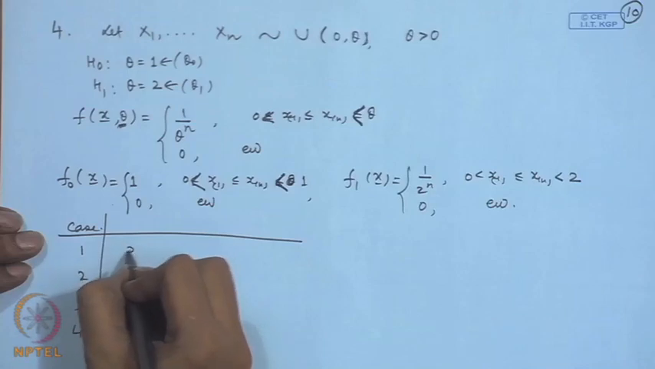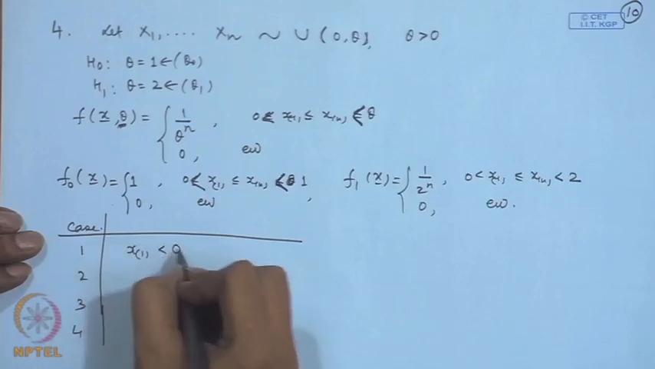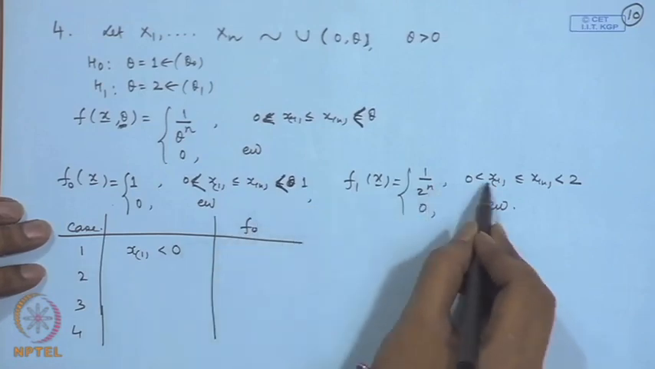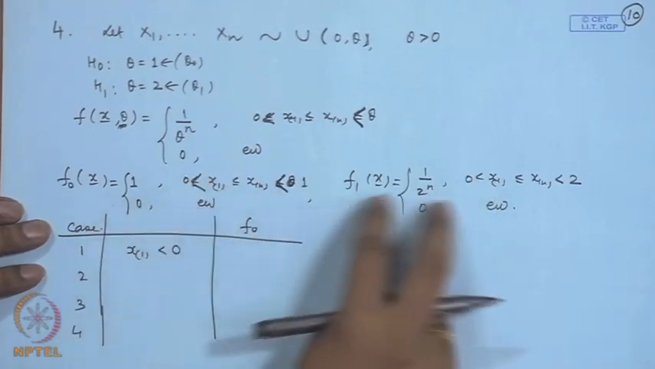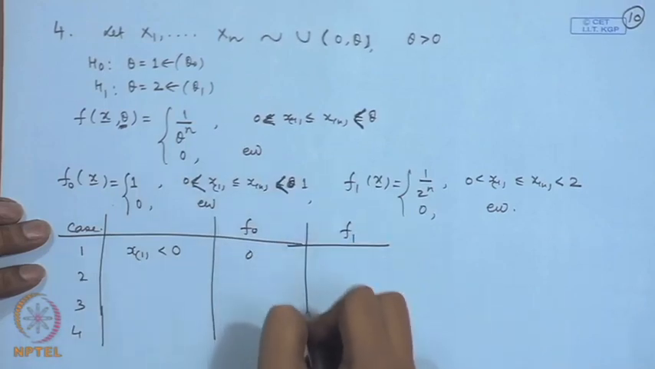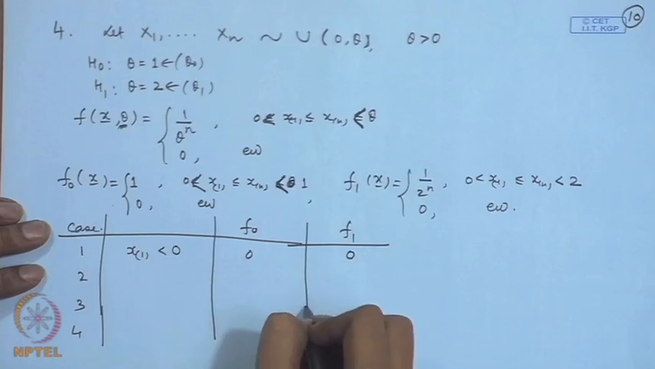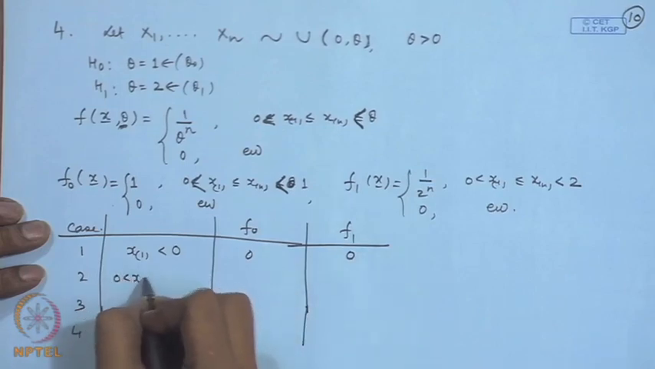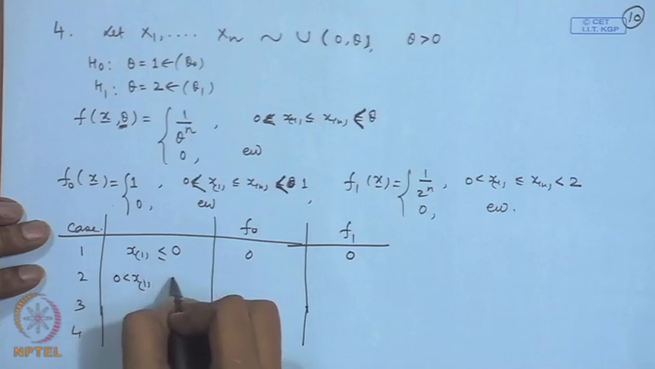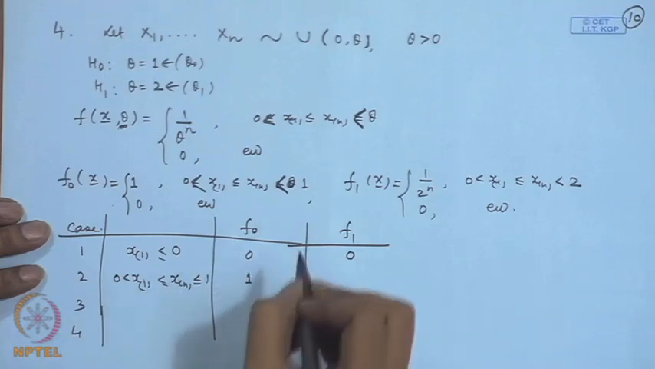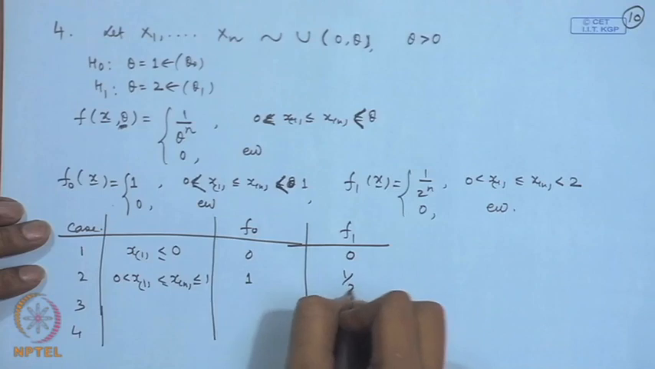I will write all the cases which may be trivial or non-trivial cases. If we observe x 1 to be less than 0, obviously this is not possible. So, both the densities f 1 and f naught they are 0 here. If we consider the case 0 is less than x 1 and x n is less than or equal to 1, in this case the first density is 1 and second density is 1 by 2 to the power n.